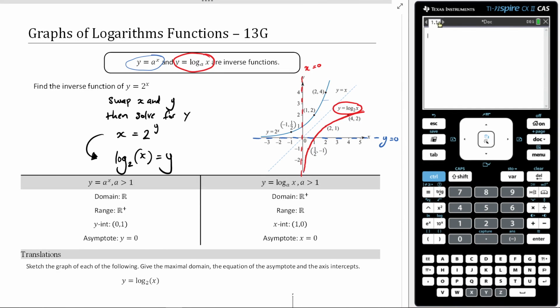Let's now analyze some properties of an exponential compared to a logarithmic function. Okay, the first of which, let's just look at the domain and range. So the domain of an exponential is all real numbers.